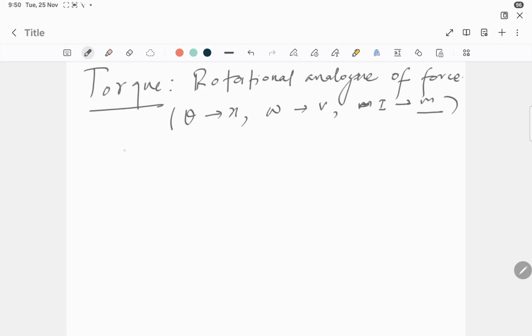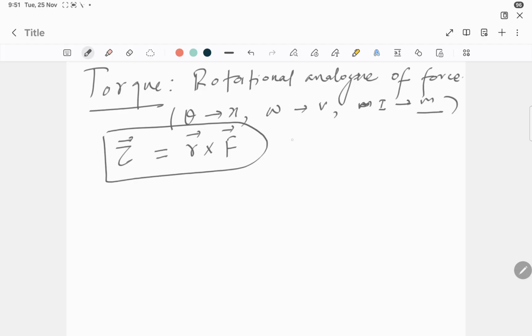It is defined as torque, denoted by the letter tau, and it is defined as r cross f. If we talk about its magnitude, obviously, as we know, for every vector product, the magnitude is given by r into f into sine theta.